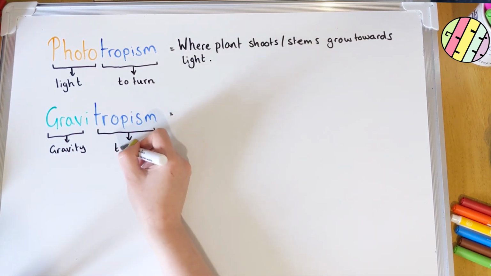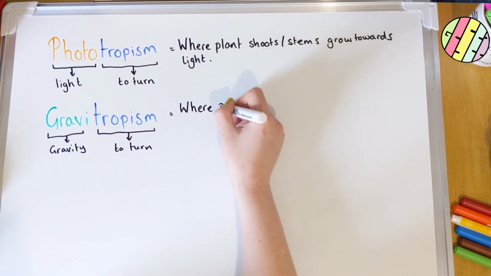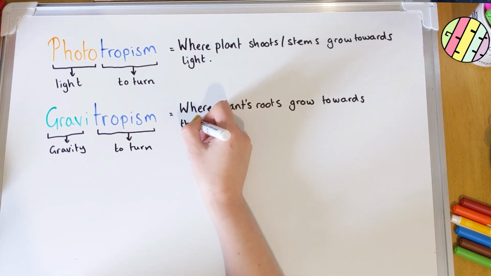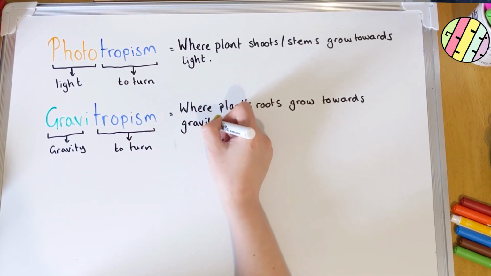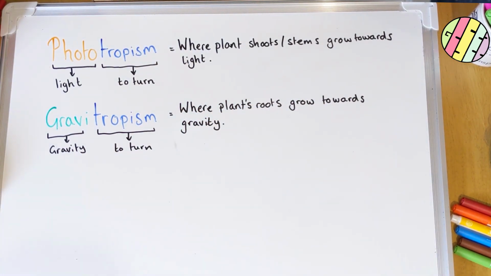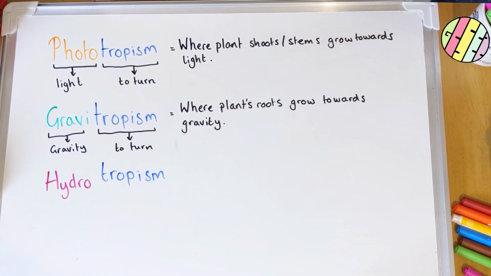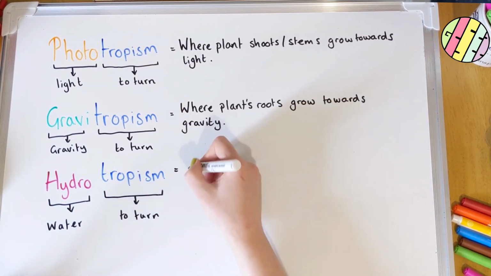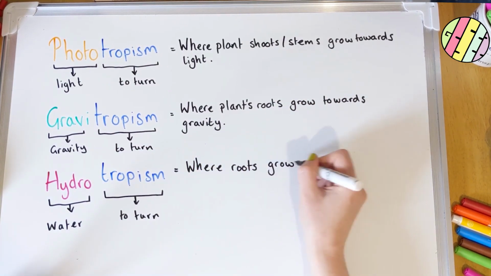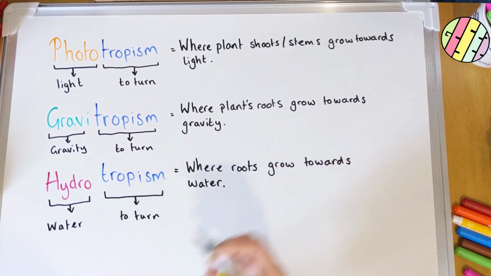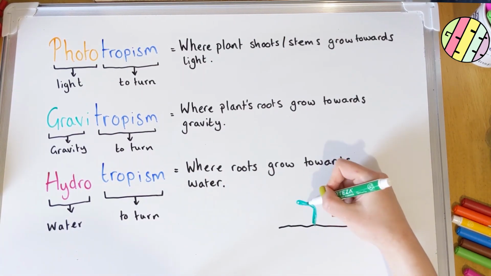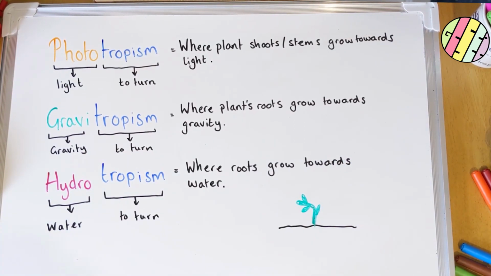Our second key term is gravitropism. You might also see this referred to as geotropism in old textbooks. They are the same thing though. This time we've got the tropism suffix, so that means to turn, but now we've got a prefix that is gravi, so think of gravity, so that's where plants' roots grow towards gravity. And lastly, we have one called hydrotropism. Hydro, thinking of water, like hydrate, and then tropism, of course, is to turn, so this is where roots grow towards water.